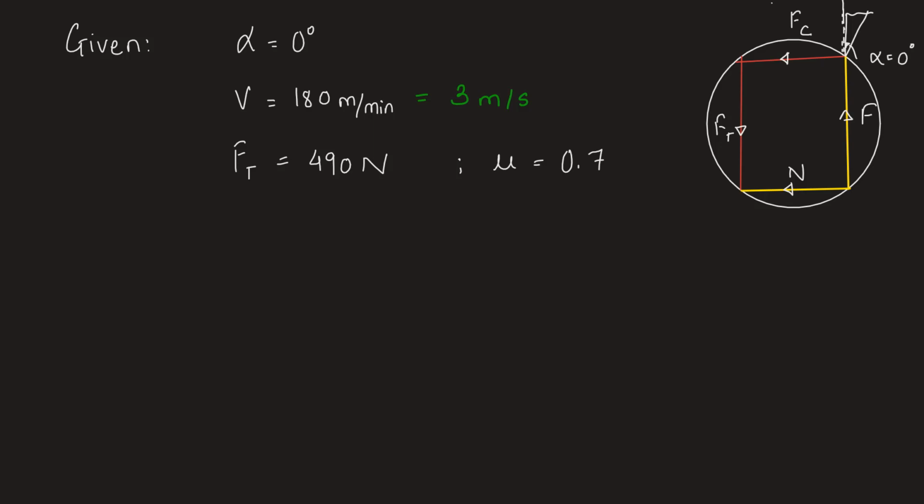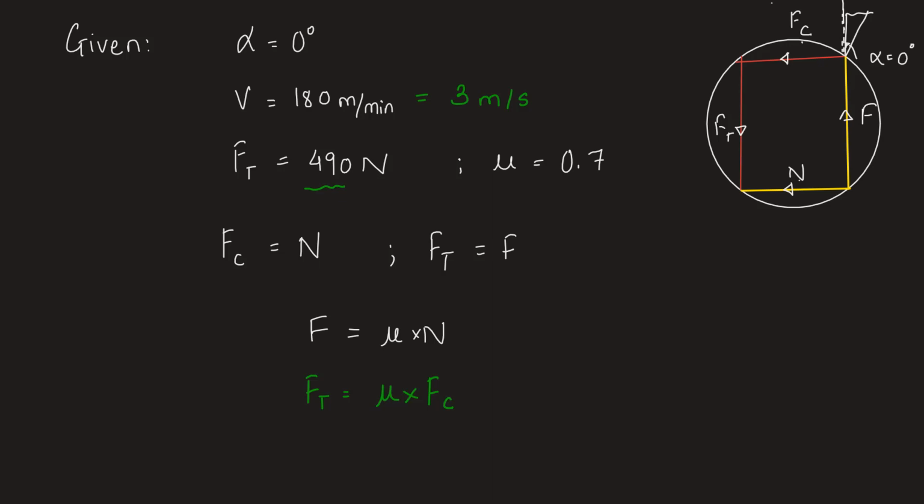From this Merchant circle diagram, we can see that the vectors Fc and N are equal in magnitude. Cutting force is equal to the normal reaction, and similarly thrust force is equal to the friction force. So Ft is equal to F. We also know the relationship: friction force is always equal to coefficient of friction into the normal reaction. So replacing these values, in place of F we write Ft is equal to mu into N, which is equal to mu into Fc, the cutting force. Now Ft is given to us as 490.